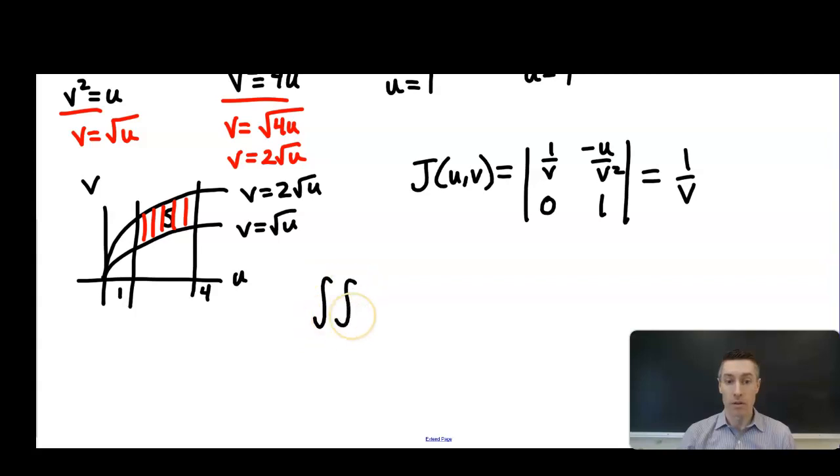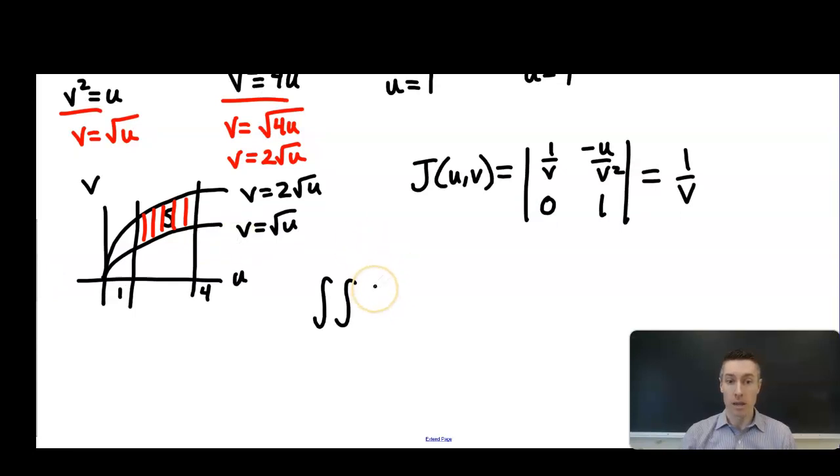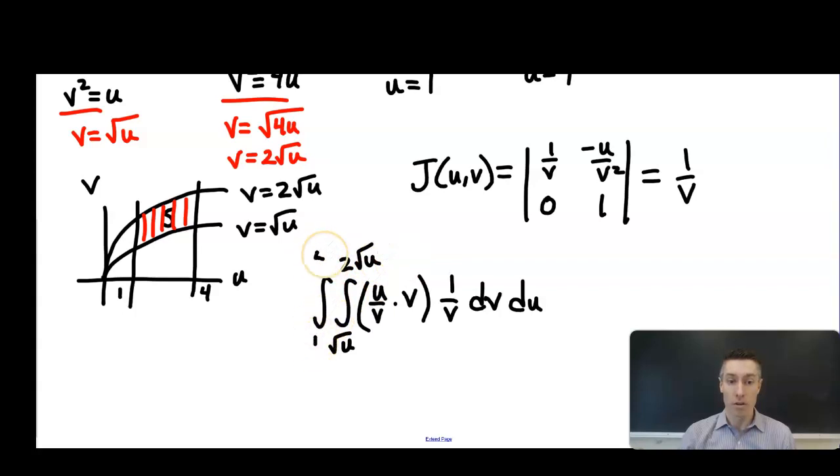So we have our double integral. What are we integrating again? We're integrating xy. So that's going to be u over v times v. Then our Jacobian, 1 over v. And then as a type 1 region, we're going dv. Let's erase that. It almost looked like a u. We don't want that to happen. So dv du. So v goes from the square root of u to 2 times the square root of u, and then from 1 to 4. Right, inside those v's will simplify. And let's go to the next slide.